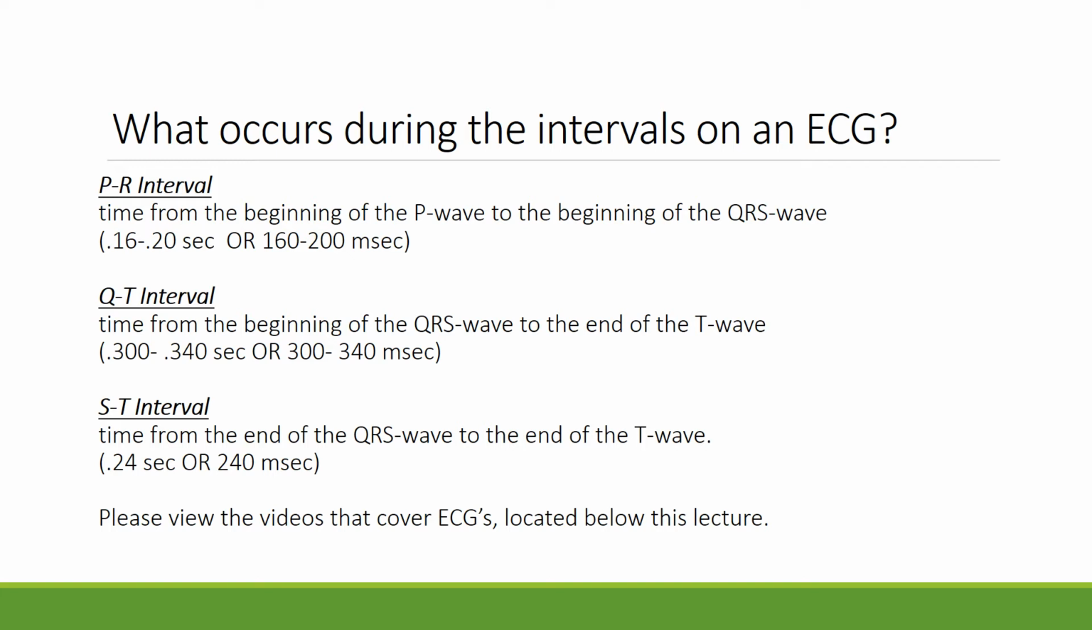Second is the QT interval, which is the time from the beginning of the QRS wave to the end of the T wave, and it lasts about 0.300 to 0.340 seconds or 300 to 340 milliseconds. The third interval is the ST interval, which is the time from the end of the QRS wave to the end of the T wave, and typically it's about 0.24 seconds or 240 milliseconds. Let's take a look at these on the ECG.